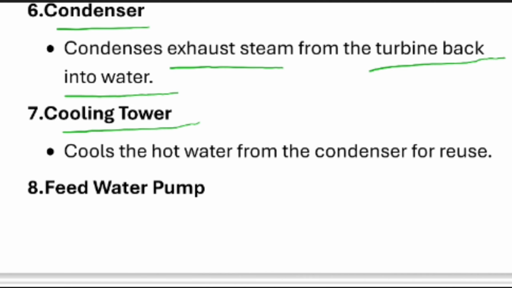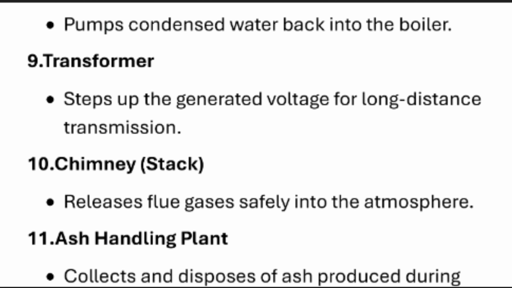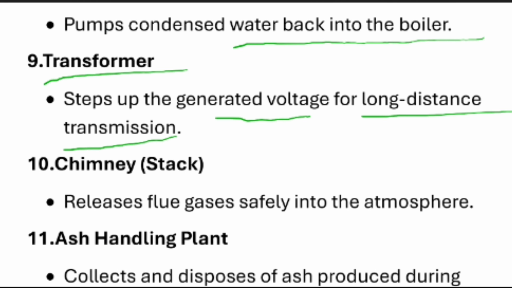Next is the cooling tower. It cools the hot water from the condenser for reuse. Next is the feed water pump. It pumps the condensed water back again to the boiler. Next is the transformer. It steps up the generated voltage for long distance transmission.